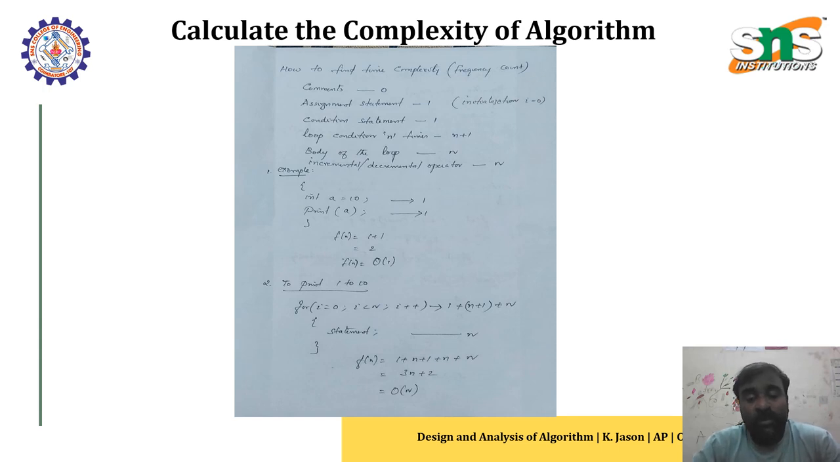That means here you have to print 1 to 10. After printing 10, the increment makes it 11. Checking the condition, 11 less than 10 is false. So you check the condition once more but do not execute. The body executes 10 times, but the 11th time it does not execute. So I less than n is considered n plus 1 times, plus I plus plus, the repeated increment, which you mention as n.